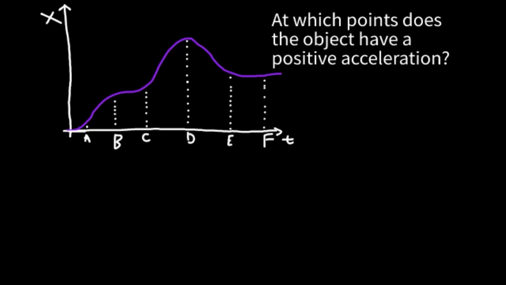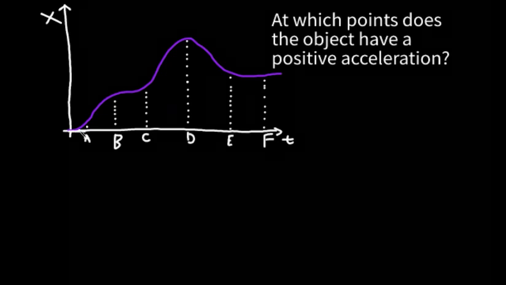Here we have a position versus time graph of an object's motion, and we want to know at which points does the object have a positive acceleration. So we know acceleration is the slope of a velocity versus time graph, or you could say it's the second slope of a position versus time graph. So to know at which points the object has a positive acceleration, we're looking for increasing tangent lines.